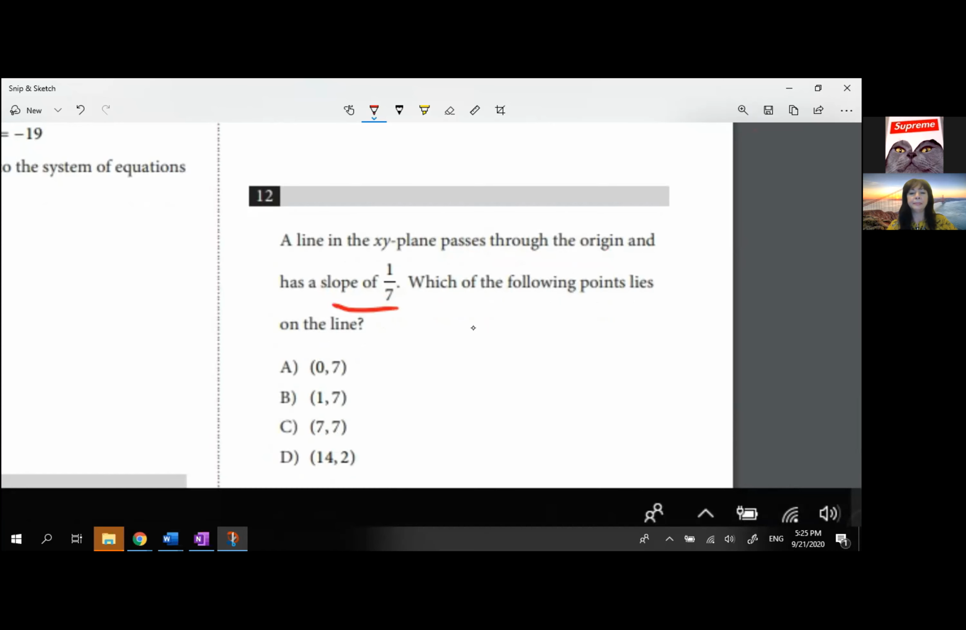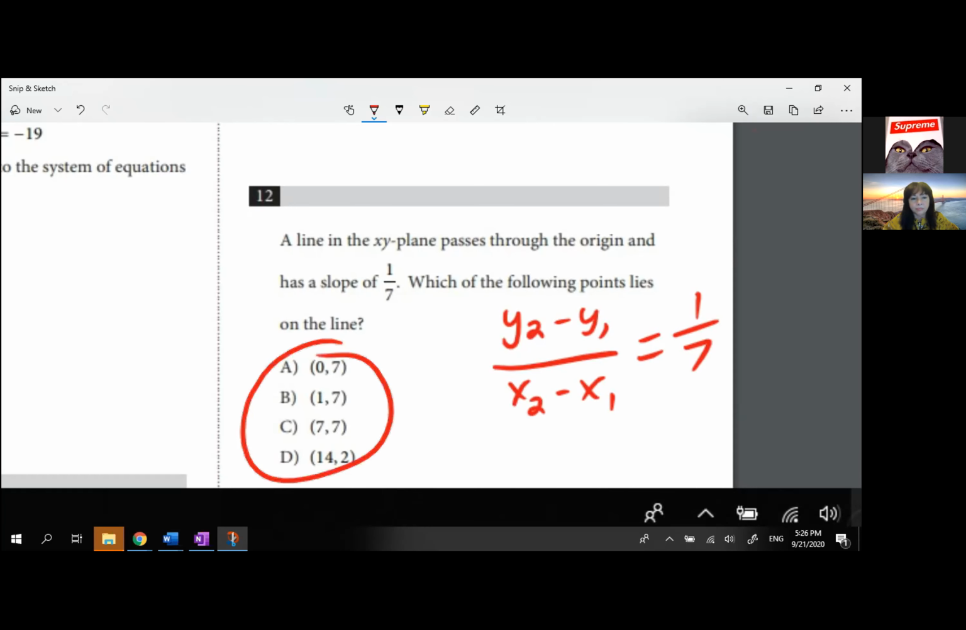Keep in mind that the formula to find a slope is rise over run. So it'll be the y of the second coordinate minus the y of the first coordinate over the x of the second coordinate minus the x of the first coordinate. And that will equal 1/7 in this situation. There we go. So these will be our second points, our y2 and x2s.